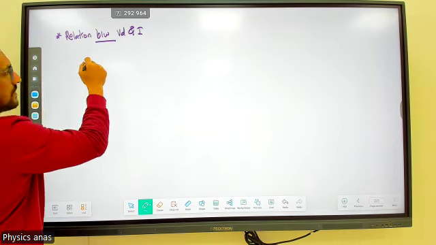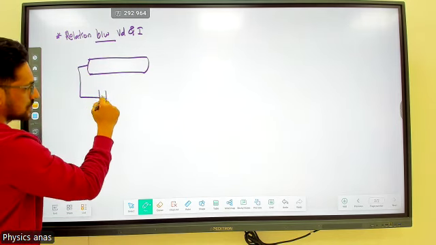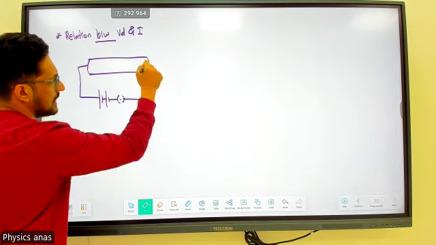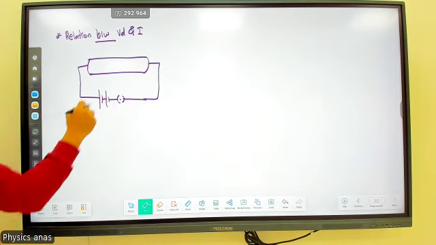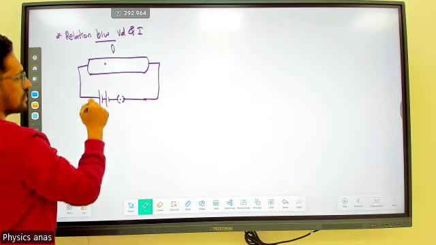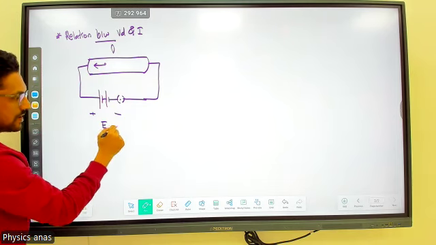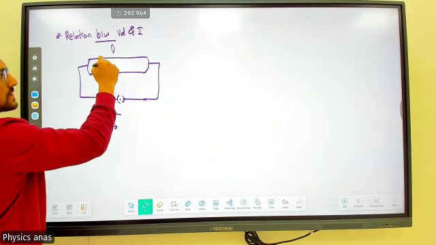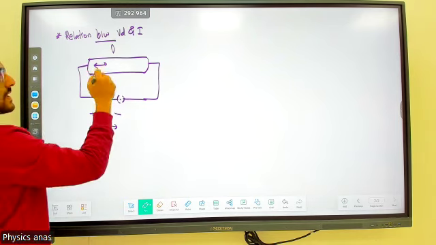What is the starting point? We have a conductor, battery, cell. L is the length of the conductor. If the electrons are here, they will be moving in the opposite direction of the electric field. If the electrons are moving opposite to the electric field, current is in the opposite direction.